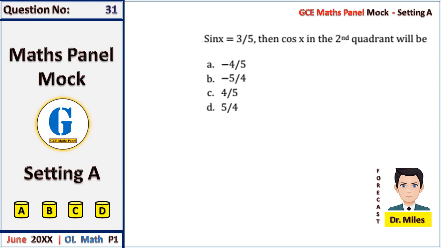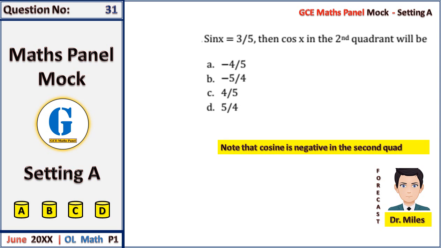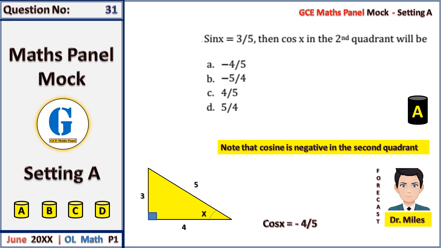31. Sin x equals 3 on 5, and then cos x in the second quadrant will be. Note that the cosine is negative in the second quadrant. So when we come out with our right angle triangle, the missing side will be 4, and cos theta will be equal to 4 on 5. But the question says second quadrant. So my answer will no more be positive 4 on 5, it is now going to be negative 4 on 5. That's why the result here is A.